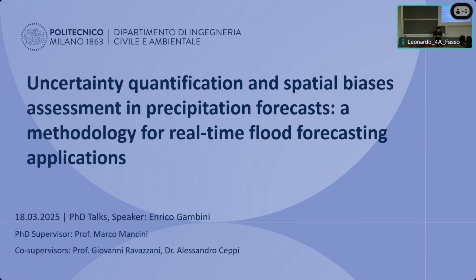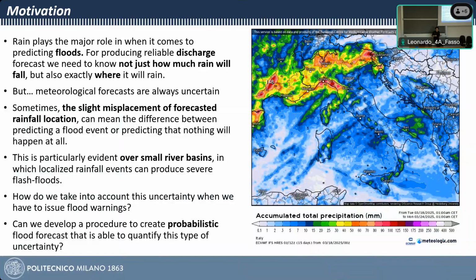Uncertainty Quantification and Spatial Biases Assessment in Precipitation Forecast, a methodology for real-time flood forecasting applications. So I'm Enrico Gambini, a third-year PhD student. My supervisor is Professor Marco Mancini, and my co-supervisors are Professor Giovanni Ravazzani and Dr. Alessandro Ceppi.